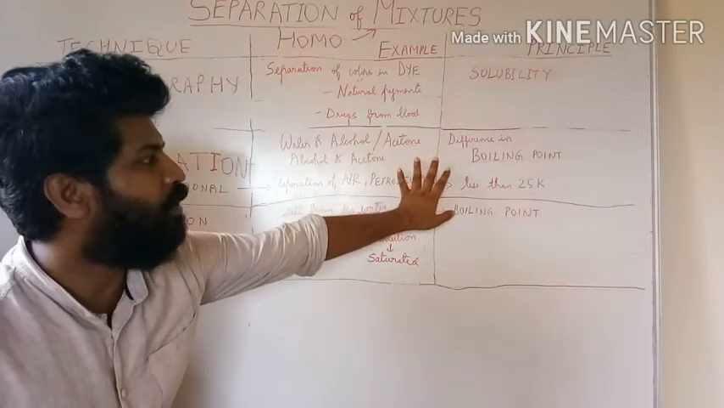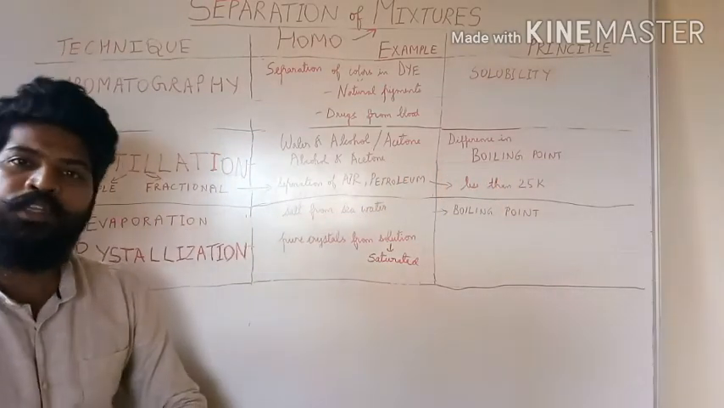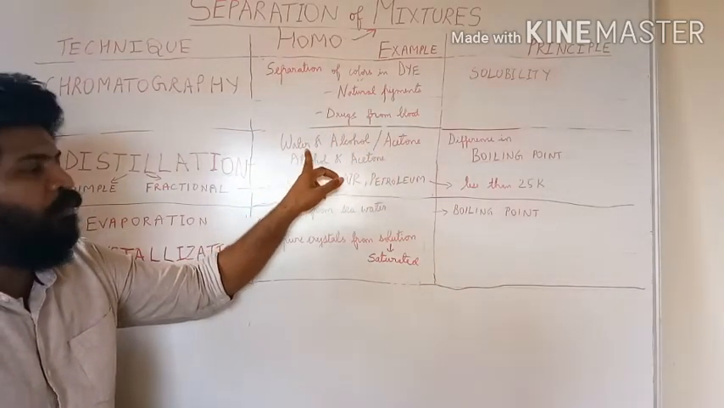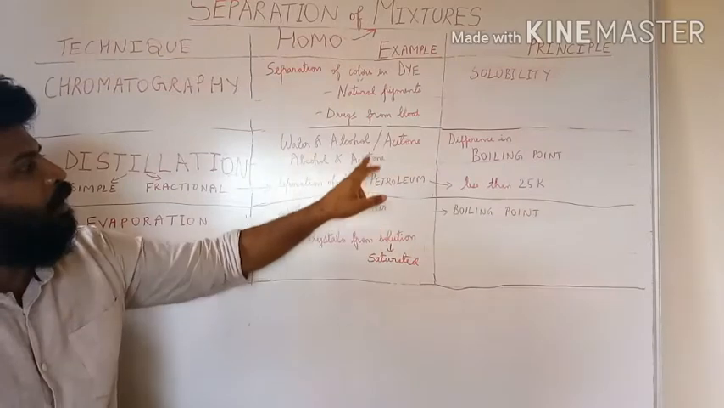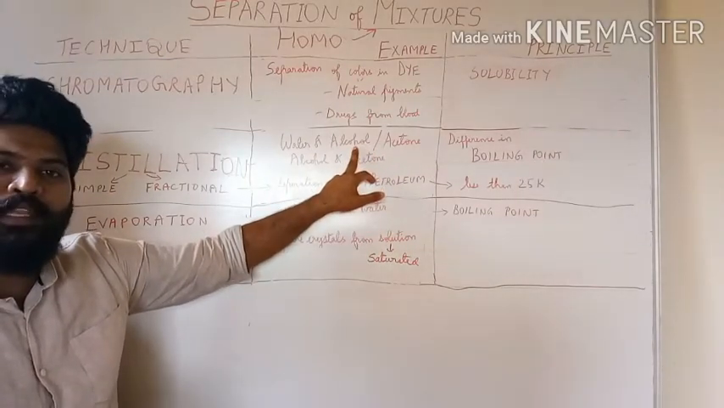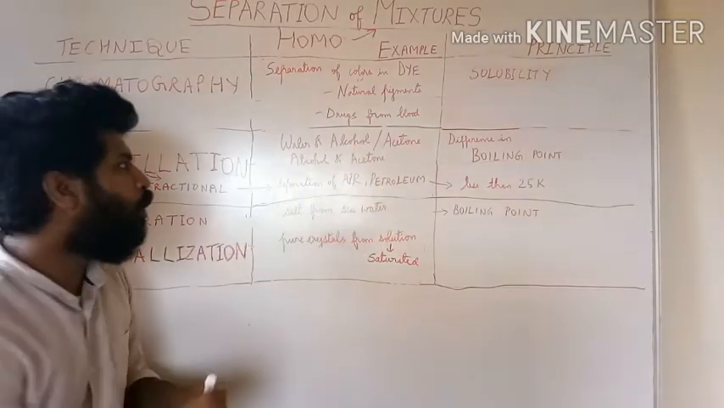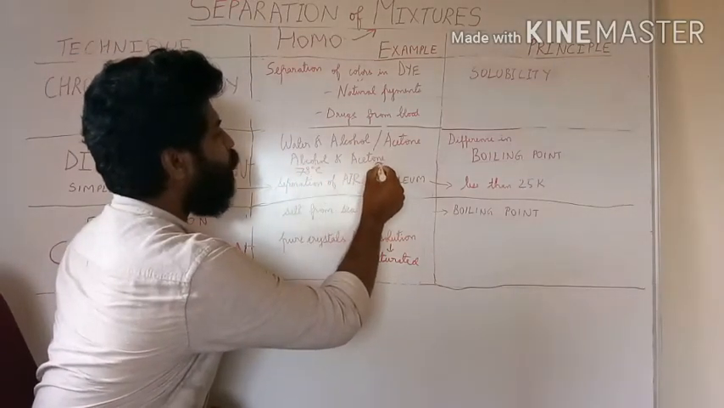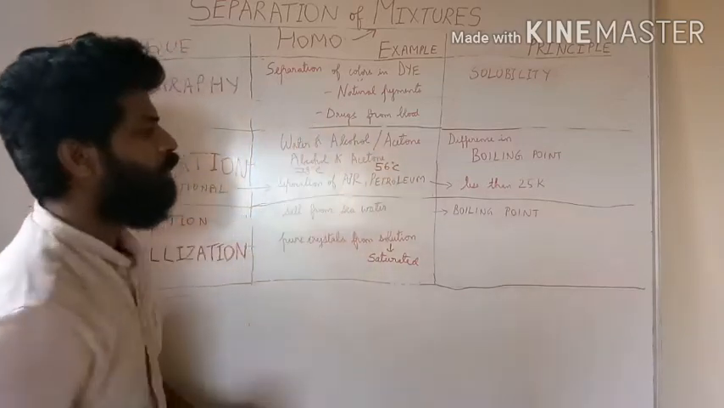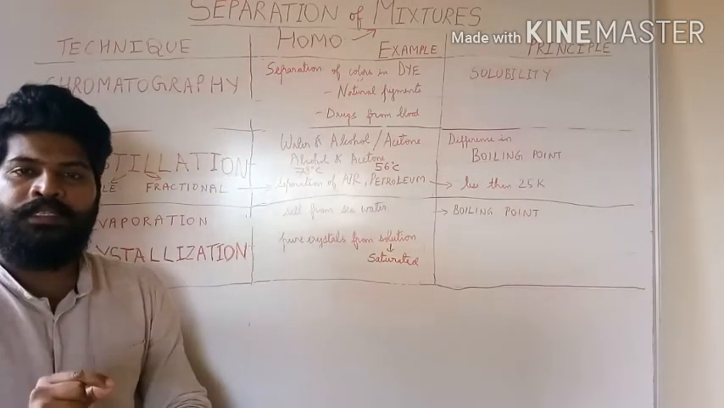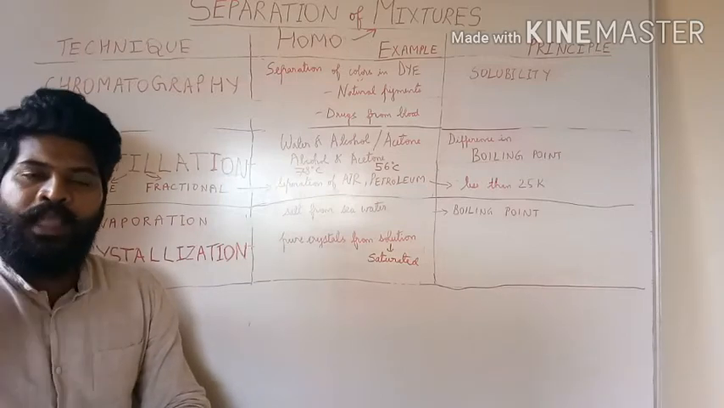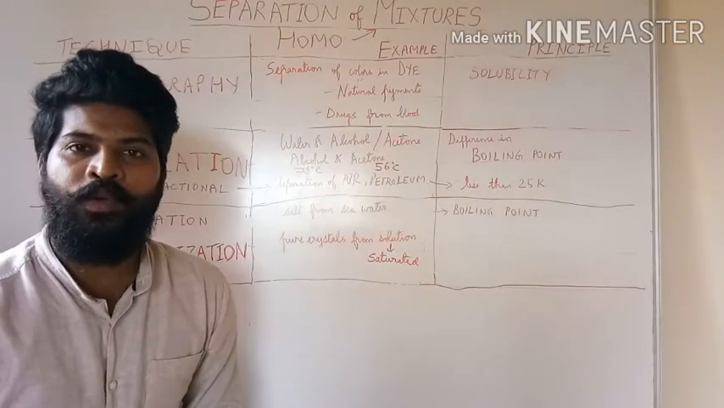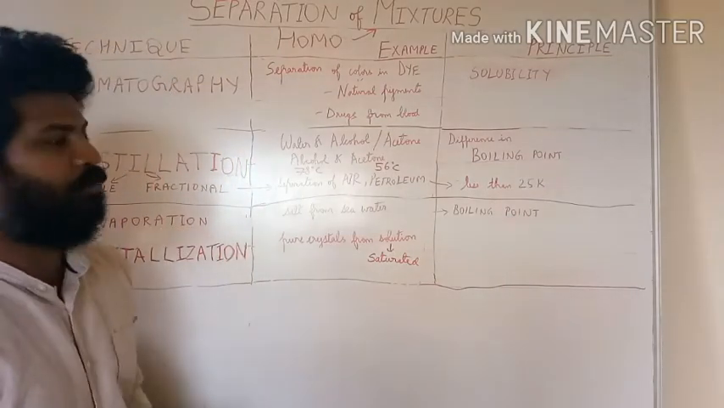Here the criteria for separation is the difference in boiling point. So water has a boiling point of 100 degrees Celsius. Alcohol, that is ethanol, has a boiling point of 78 degrees Celsius. Acetone has a boiling point of 56 degrees Celsius. So clearly there is a difference in the boiling point. We can use this to our advantage. Let us see an activity to understand the concept of distillation.